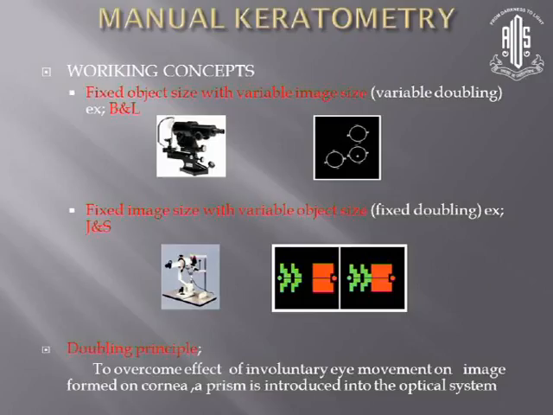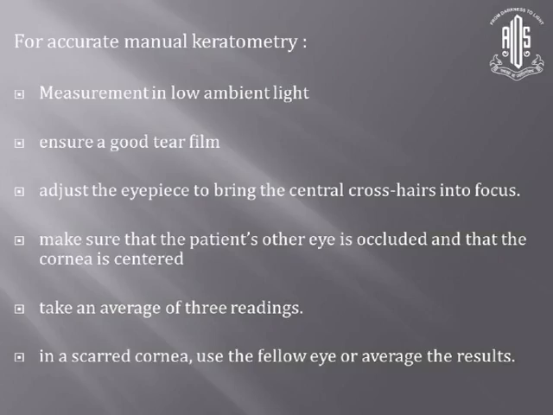For manual keratometry, you have two working concepts. One is the Bausch and Lomb keratometer, which works on the concept of fixed object size with variable image size, and the Javal-Schiotz, which works on the principle of fixed image size and variable object size. And there are prisms involved to overcome the error of eye movements.